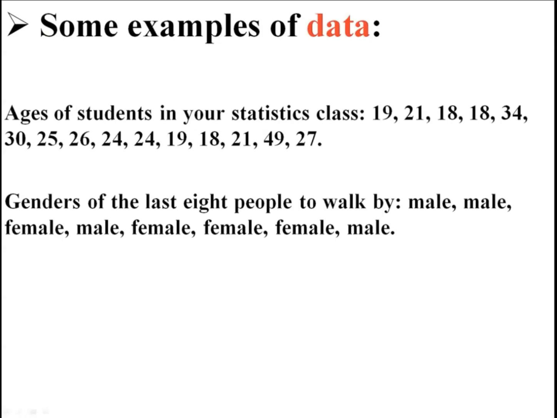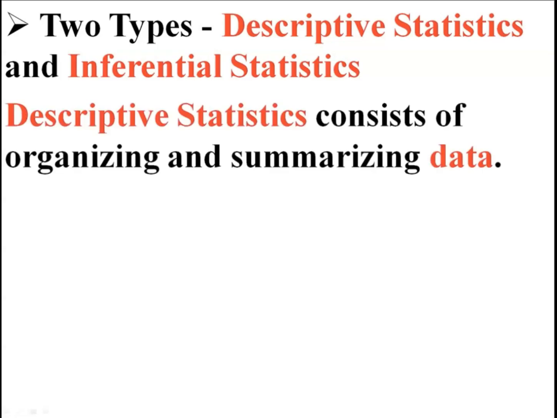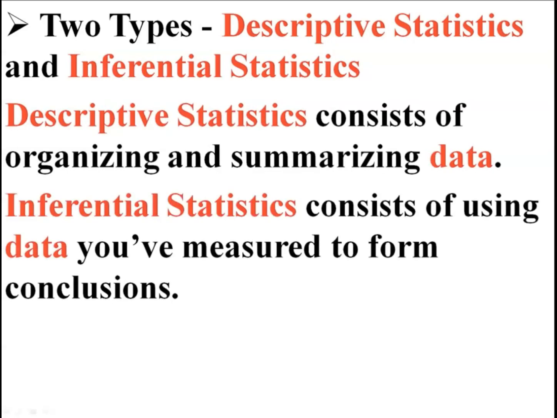Now I'm going to give you 3 examples of data, like the ages of students in your statistics class, or the genders of the last 8 people to walk by, or even 5 randomly measured IQ scores. Basically, any information you can collect is data, and then you'll eventually do math with that. So when people talk about statistics, they're usually talking about 2 main divisions. There's descriptive statistics and inferential statistics. Descriptive statistics consist of organizing and summarizing data, while inferential statistics consist of using the data you've measured to form conclusions, usually about other data.